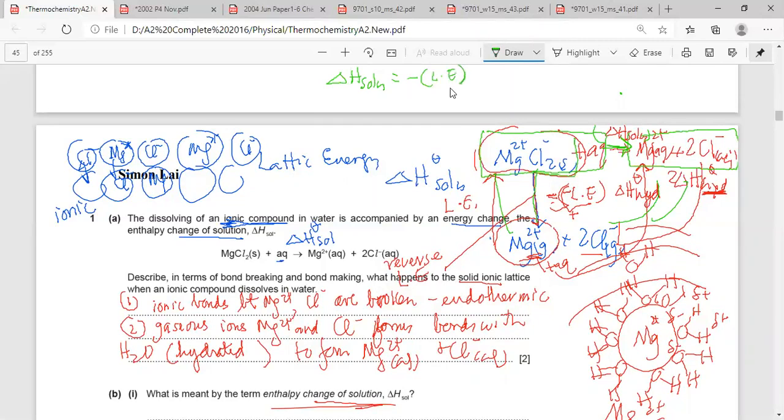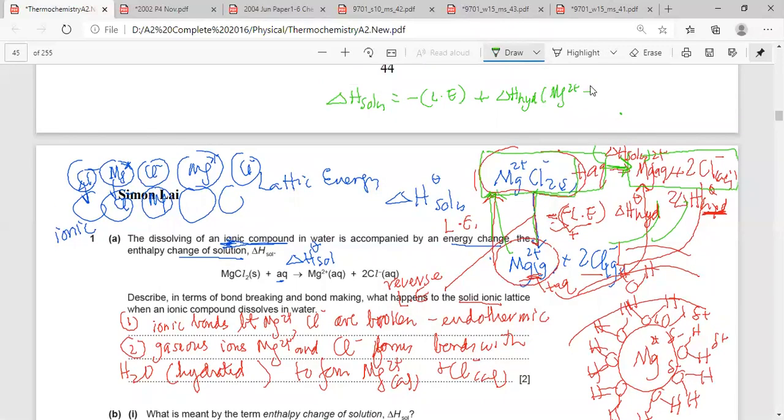Why minus? Because we're going this way, the reverse way, so you must put a minus. Plus, going forward here, heat of hydration of Mg²⁺, plus 2 times heat of hydration of Cl⁻. See now? This is how you solve the problem.